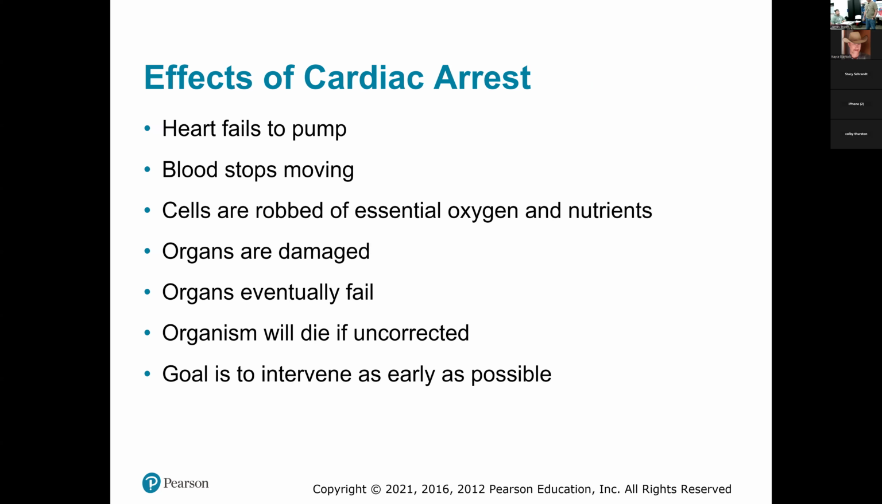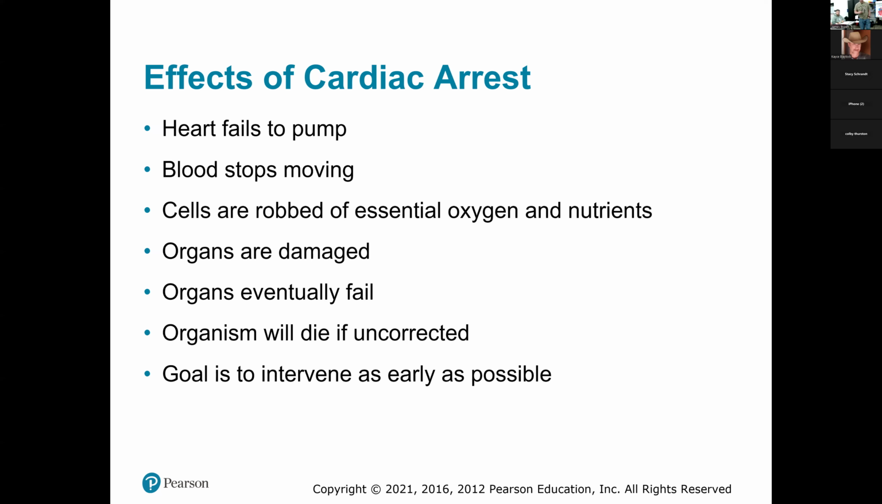What is the organism in this case? The body, the patient, right? So if you don't get enough oxygen, you don't start correcting these issues with oxygen, they're eventually going to die. So the goal is to intervene as early as possible. So when someone's telling you they're having difficulty breathing, even if they're talking in what appears to be full sentences, understand that does not mean they're not having a respiratory emergency.